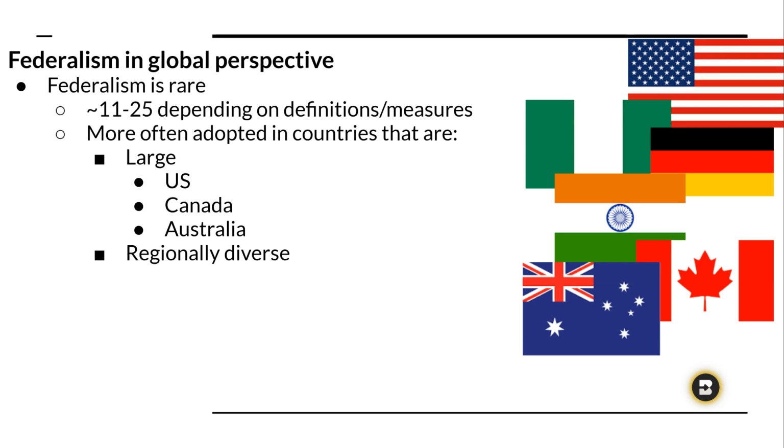It's also more likely to be adopted in countries that have a lot of regional diversity. India is an example of this. Of course, India is also geographically large and has a large population, but it also has tremendous ethnic diversity, a lot of religious diversity. Sikhs, Hindus, Muslims, all in one country, three groups that often do not get along well with each other.